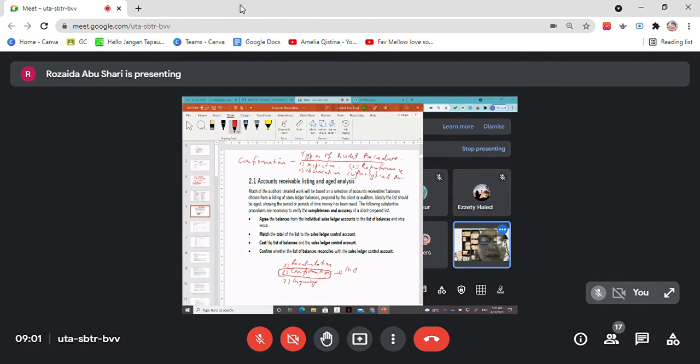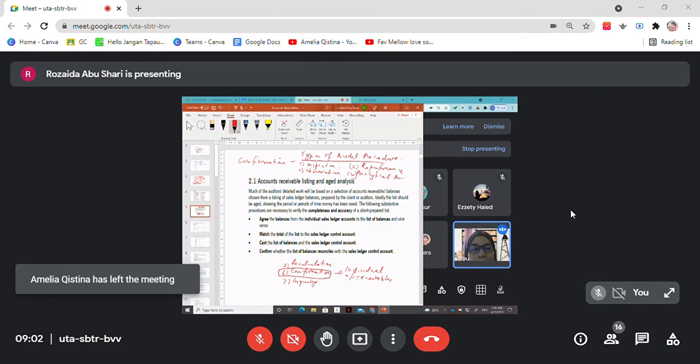Individual account receivable. So what is actually the document that you need to analyze? It should be along with the item of account receivable in the draft of financial statement. Why do I say draft? Because you will get a draft of financial statement from the company.